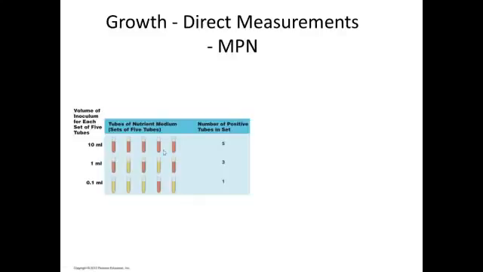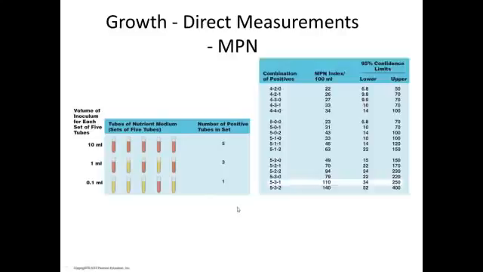Now, for the 10 mil in this situation, all 5 of them turned positive. In this situation, we had 3 that were positive, and in here we had only 1 that was positive. Then we go to a chart that somebody has spent many hours in the lab figuring out what this ratio, this combination of positives, means. So we go to the chart, we look for our 531, and it tells us that we have a 95% confidence level that we have between 34 and 250 colony forming units per mil, or MPN index per 100 mils.